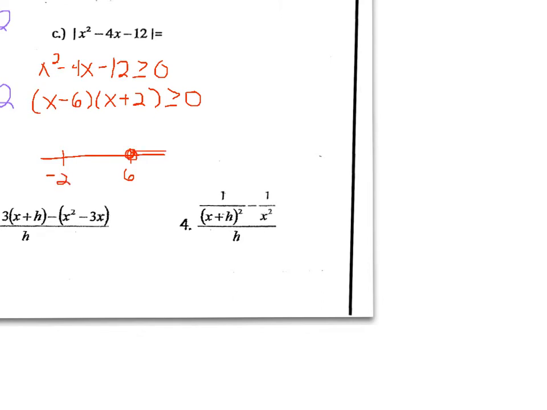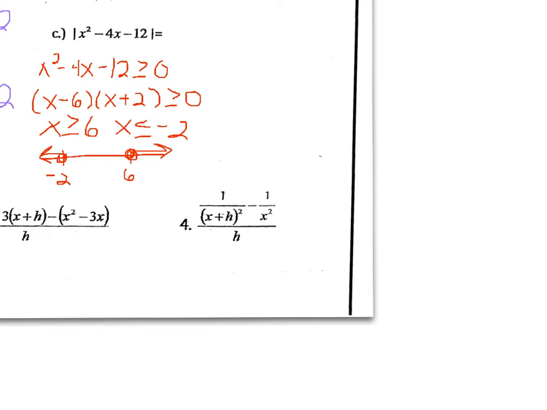Our arrows are going to go in opposite directions. For example, if I plugged in 7, we get 7 minus 6, which is 1, and 7 plus 2, which is 9. 1 times 9 is 9, which is greater than or equal to 0. The same thing would happen if I plugged in a negative 3. Negative 3 minus 6 is negative 9, and negative 3 plus 2 is negative 1. Negative 9 times negative 1 is a positive 9. So we get two answers. x is greater than or equal to 6, and x is less than or equal to negative 2.